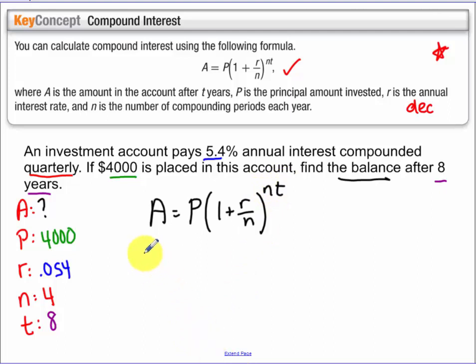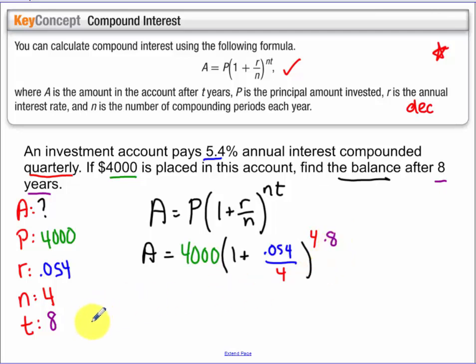Okay, so start filling in. I'm looking for A. Our principal is 4,000. I have a 1 plus our rate, 0.054 over N, which is 4. And then I have to the NT, so 4 times our time, which is 8. So now at this point, it's just a matter of plugging in your calculator. If you're super talented with your calculator, you can plug that all in at one point.